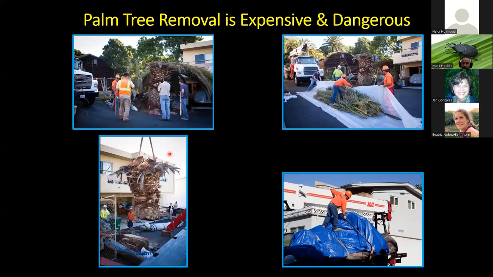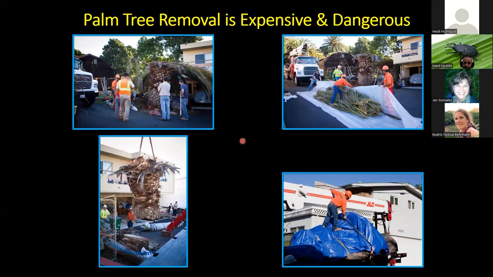Removing these palm trees after the weevil has killed them is expensive. It's quite dangerous. It's recommended that you get professional arborists in to deal with the material. It has to be disposed of properly. We recommend putting these fronds through a chipper. If that's not possible, tarp them up like you see in this photograph, and then tarp up the trunk that also may have palm weevils still developing in the top part of it here. The idea is to get it to a landfill as quickly as possible, get it buried.